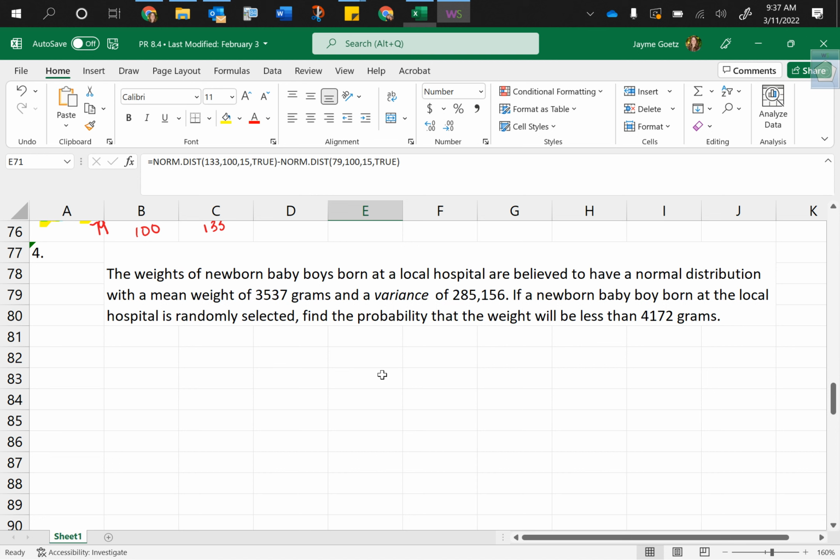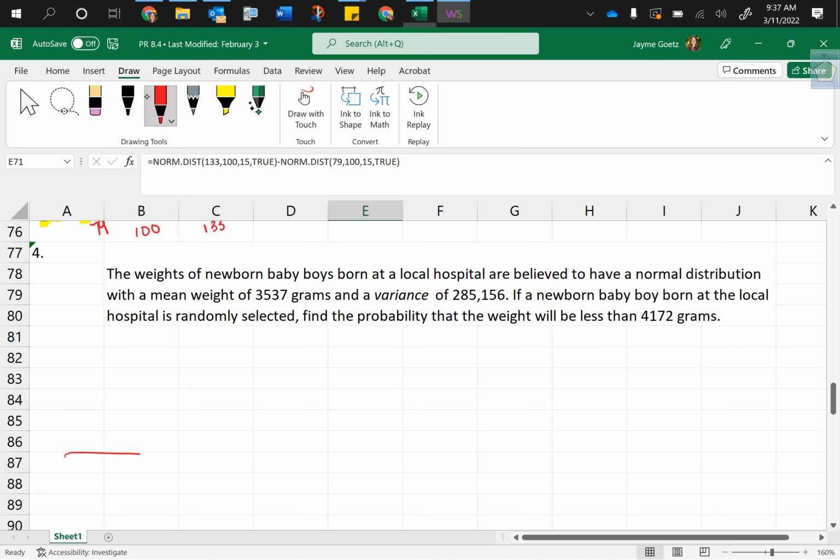First thing you should do is always sketch your curve. They tell me it's a normal distribution, so I know it's going to look like this. What is my mean? What goes in the middle? 3,537, very good. What's my standard deviation here? Oh, they gave me the variance, so I have to square root it, right? Since we don't need that for the actual problem yet, I'm just going to hold tight on that, and I'll show you what I do with it in a minute.